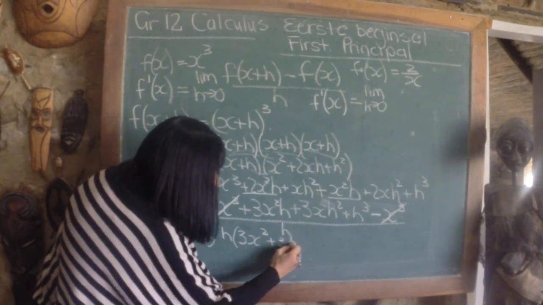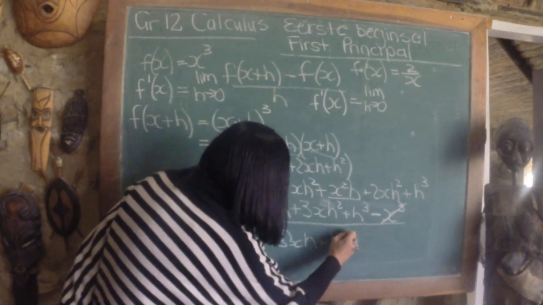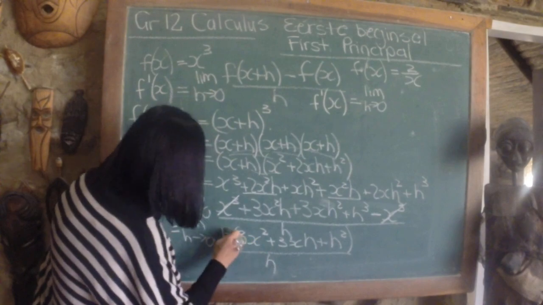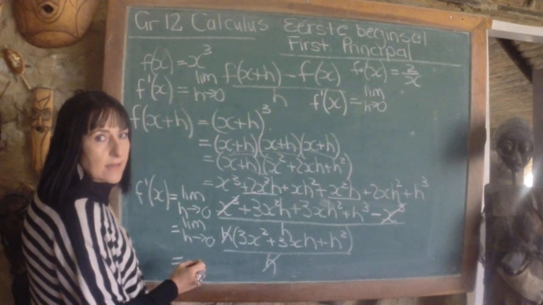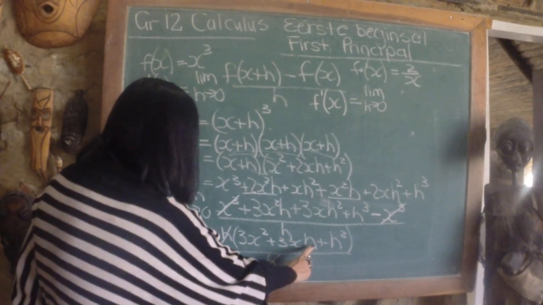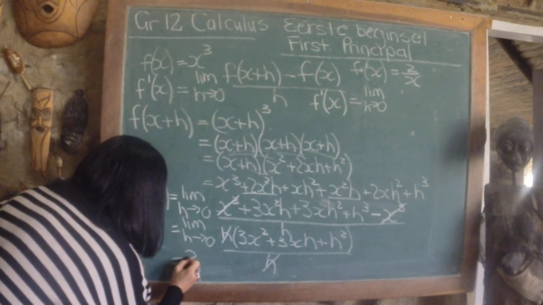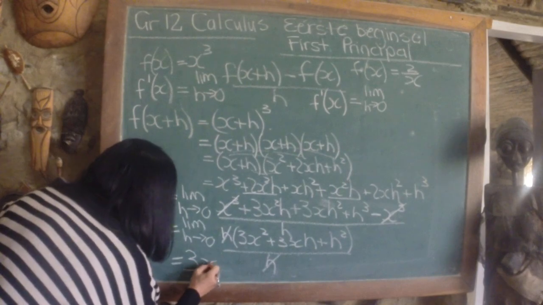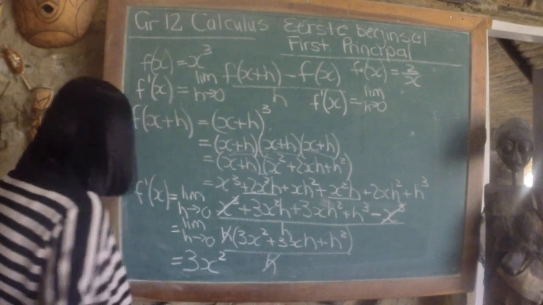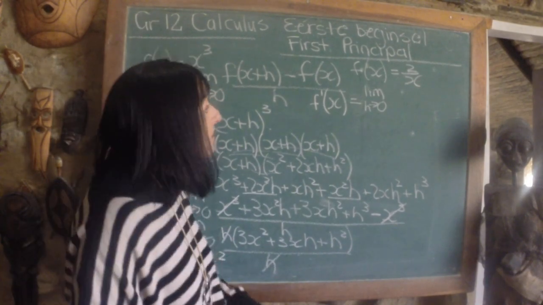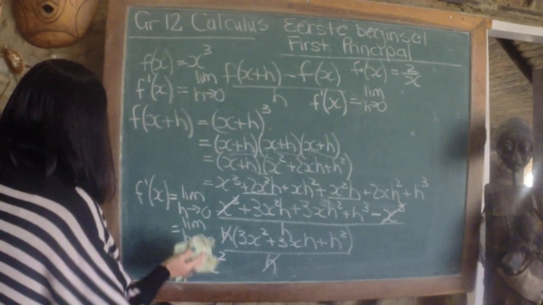plus 3xh plus h kwadraat, alles op h, die h's kanseleer uit, and now I can apply the limits. As ek die limiet in vervang, dan word daai 0 en daai word 0. So the final answer when I substitute the 0 is going to be 3x squared, want dit word 0 en dit word 0. Beautiful. Let's do the first principle on the other example.